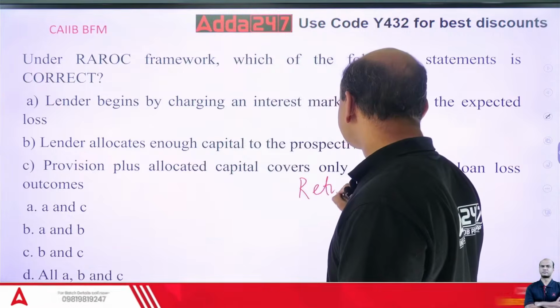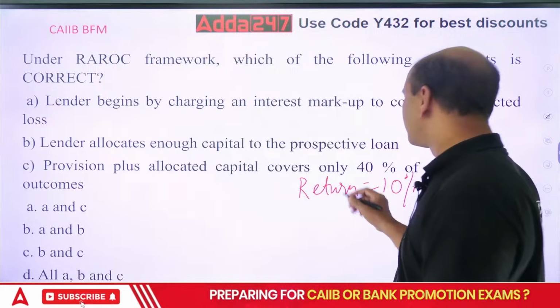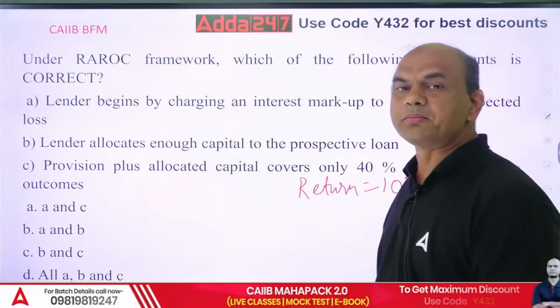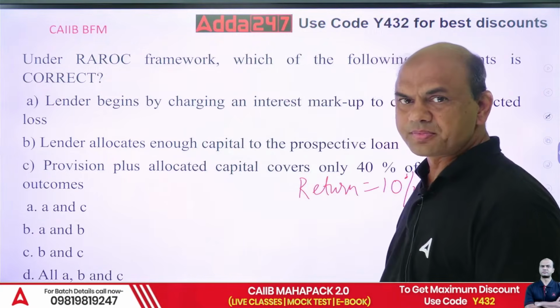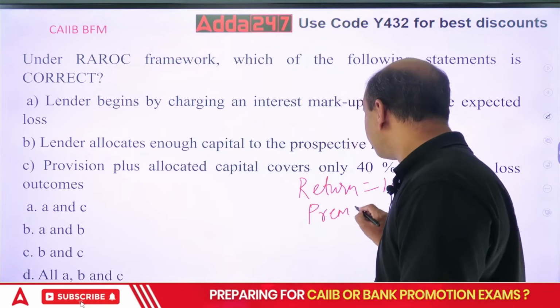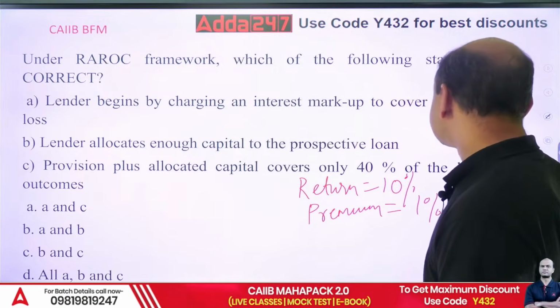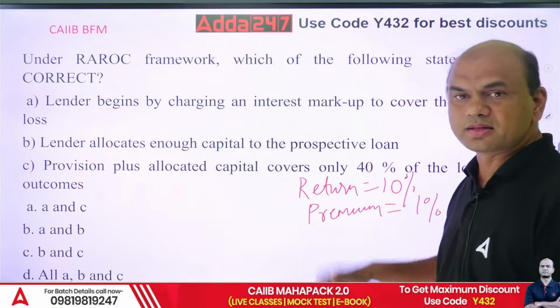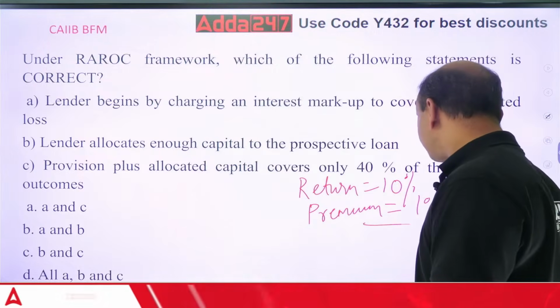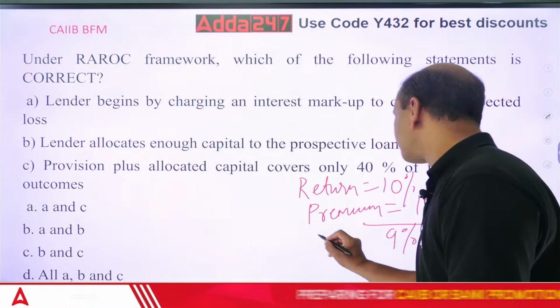Return equals 10%. But to get this return of 10%, I am buying an insurance, and the premium for that insurance equals 1%. So what is my net return then? My net return will be 10% minus 1%, so 9% will be my RAROC.